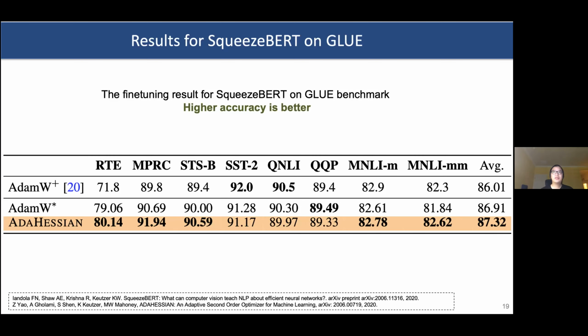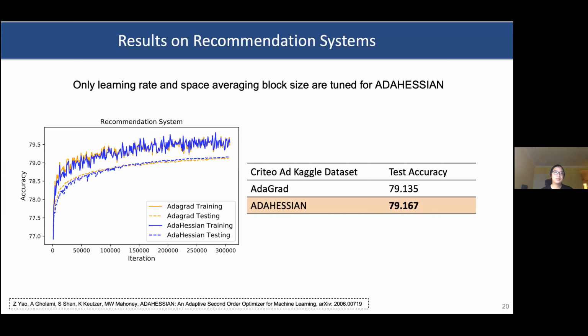The final task we have tested with AdaHessian is the recommendation model. We tested with the DLRM model on the Criteo Kaggle dataset. And here the default optimizer changes. Instead of SGD or Adam, people now use AdaGrad, and AdaGrad typically gives you the best result. However, using AdaHessian can even improve the results against AdaGrad on this task.